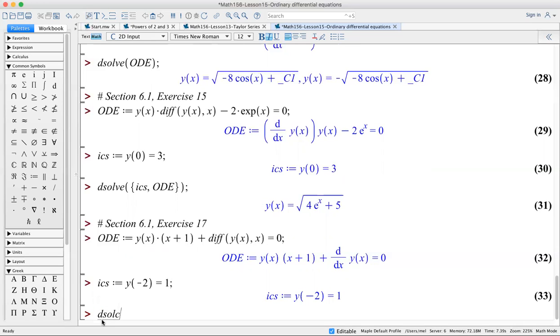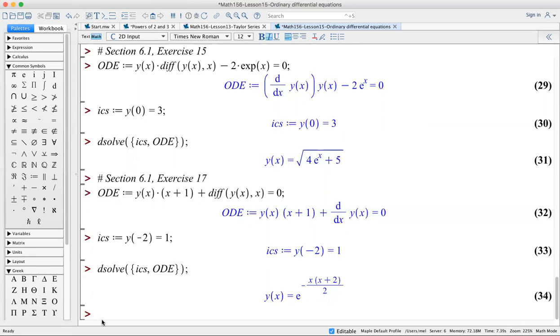So that's dsolve, the initial condition, and the ODE. And the answer is e to the minus x times x plus 2 over 2. For x equal minus 2, you get e to the 0, which is 1. And if you differentiate this, this is what you're supposed to get. And you can check that by hand, I guess. So that's pretty nice. This is using Maple to solve differential equations.